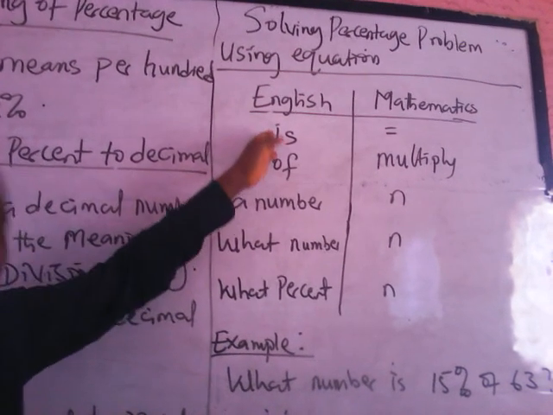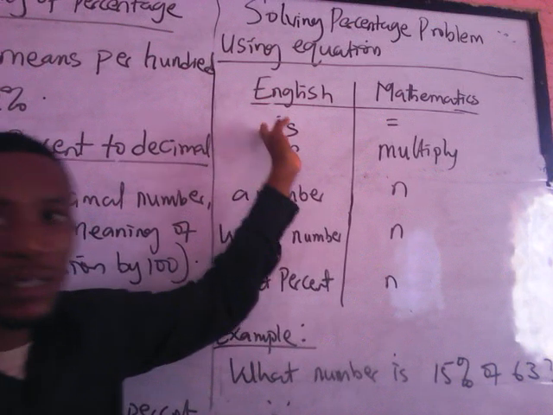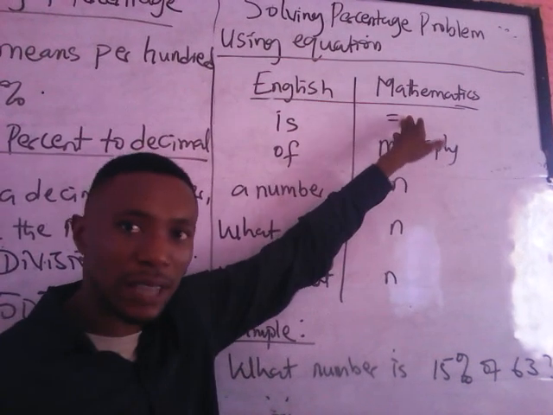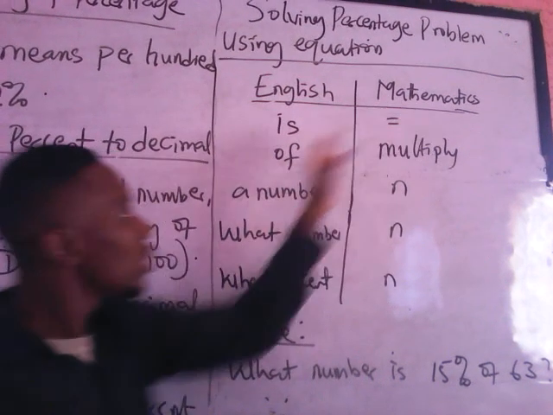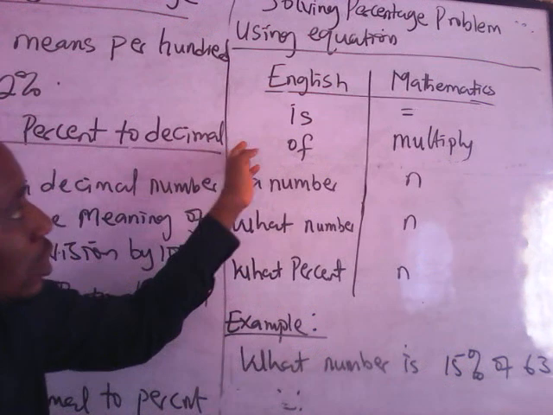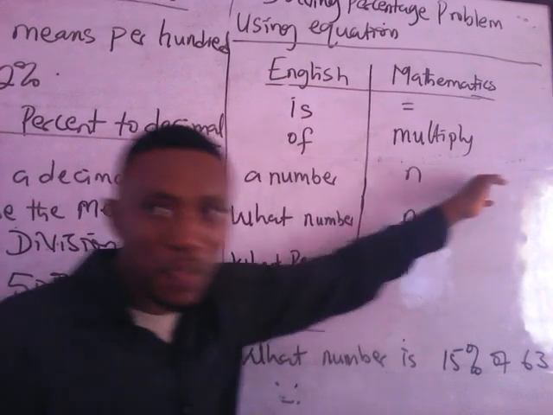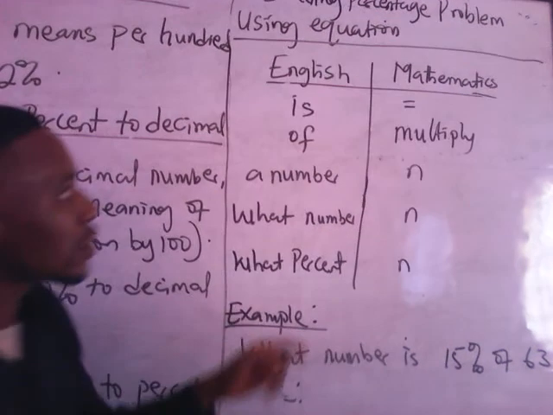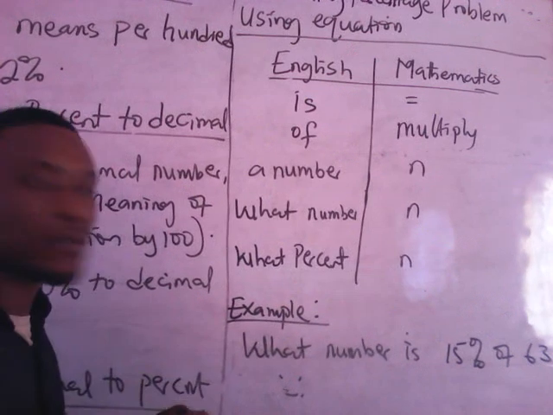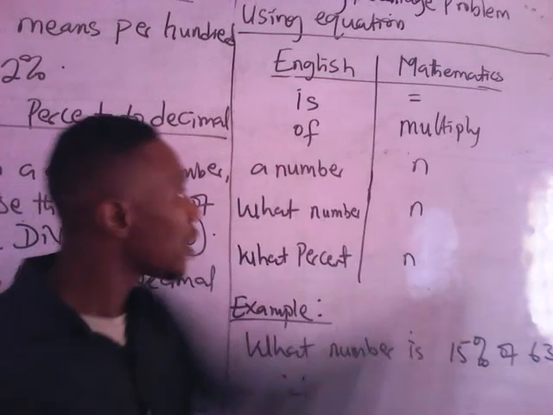Anytime you see "is", what it actually means in mathematics is the equality sign. So "is" means equality sign. For example, I can say 20% of 5 is 3. So that means 20% of 5 equals 3. So "is" means equality sign.